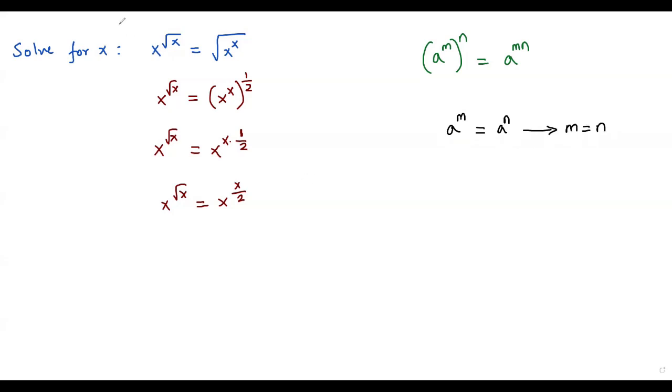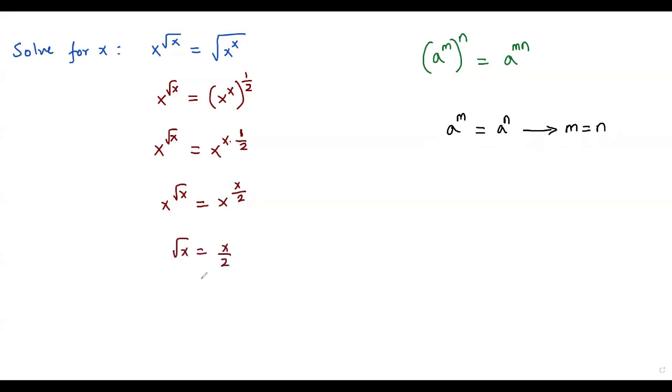So the same property we can use over here in our problem. So here the two terms are equal with the same base. That is, the base on the left side is x, the base on the right side is also x. So what can we do? We can equate the two exponents. So then I'm getting square root of x equals x over 2.